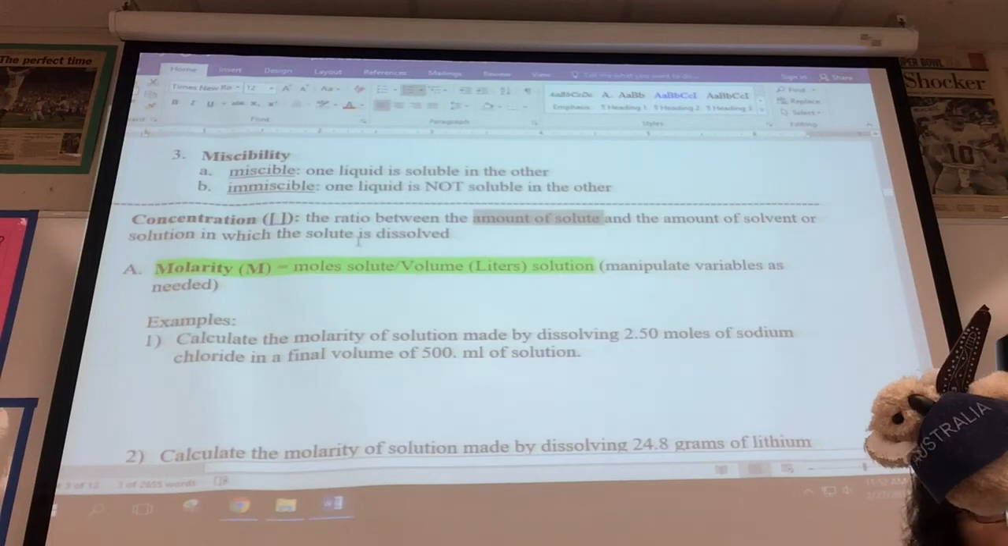There are many, many ways to express concentration. One of the key ways is as molarity. Molarity is abbreviated with a capital M, and that is moles of solute per total volume of solution in liters. You can solve for moles, you can solve for volume, you can even find mass by going through the moles, you can solve for molarity.